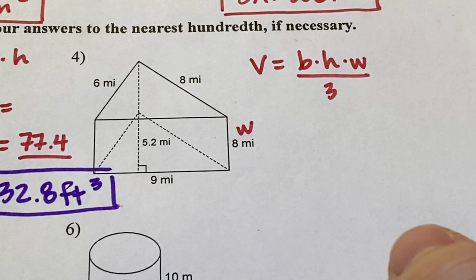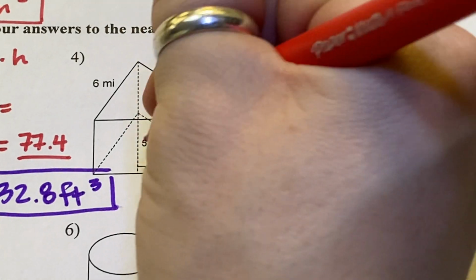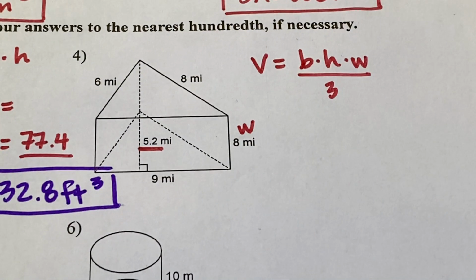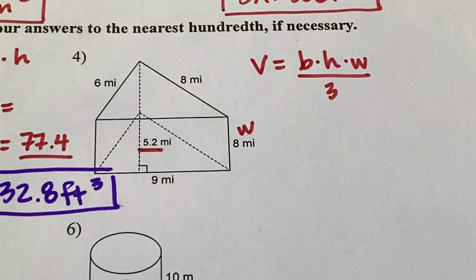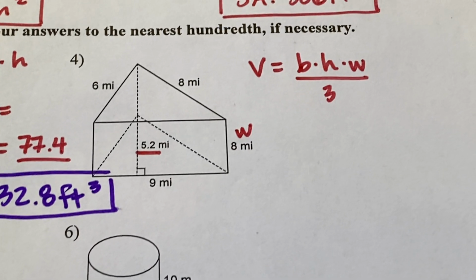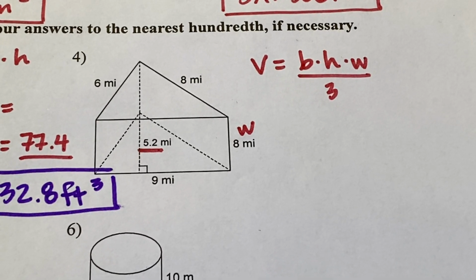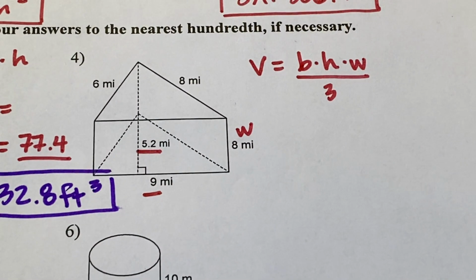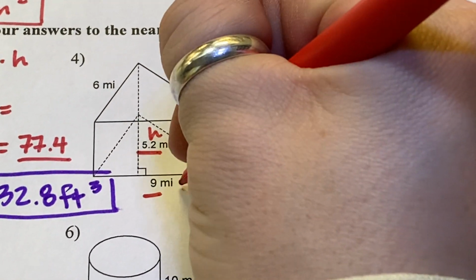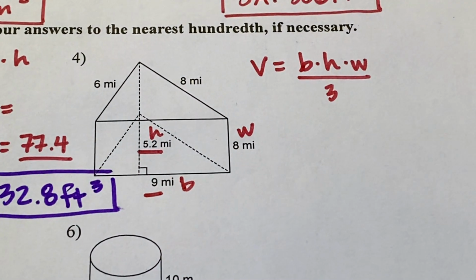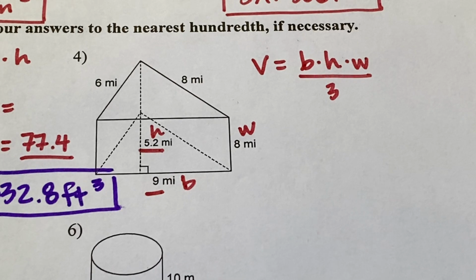5.2. 5.2 is going to be my height. And so then what's my base? Hint, if it's standing like this, it's not going to be the diagonals. What is it, Kaylee? 9. It's 9. Okay, so that guy's my height, and that guy's my base. Base, height, width.